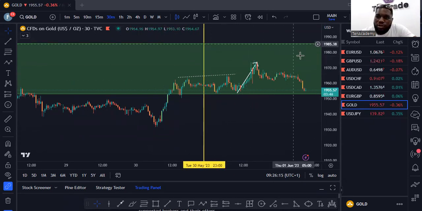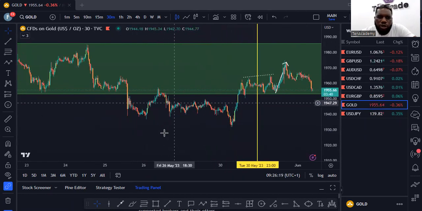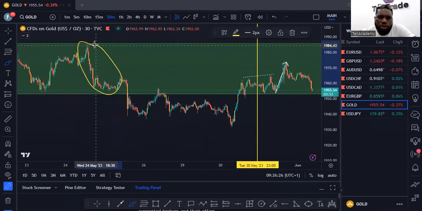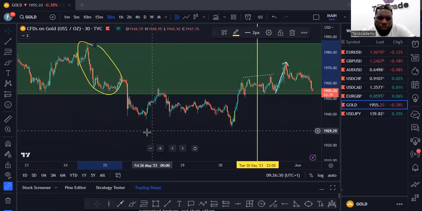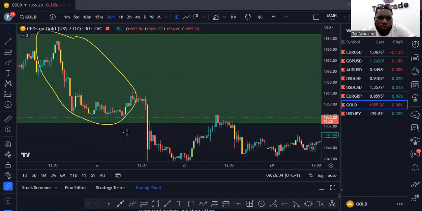Now I'm set to start selling on gold. But personally, my bias, when I look at what is going on inside the supply zone, on this impulse leg right here, above this zone, I'm saying, let me show you something. This is what I'm waiting for gold to do.